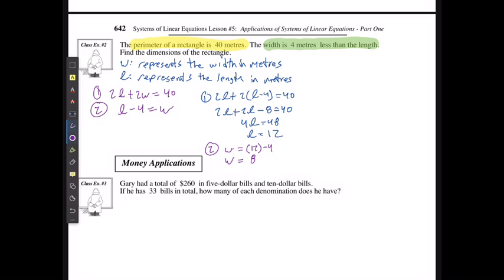I could always double check this. Well, the width is going to be 4 less than the length. If the length is 12, then 4 less than that is going to be 8. And at the same rate, if I took 2 times 8 plus 2 times 12, that does give me 40, so the numbers make sense. So then I'm just going to state that the width is 8 meters and the length is 12 meters. And there's my dimensions.